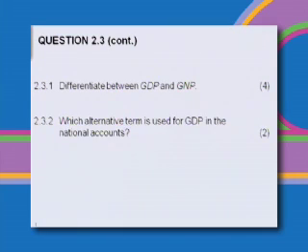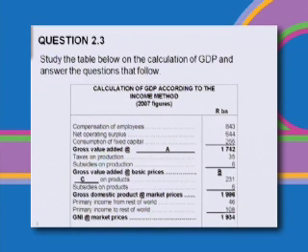Right, for 2.3.2, which alternative term is used for GDP in the national accounts? What do we call GDP when we use the national accounts? We call it the gross value added. If we go back to the table, there we go, that's gross value added. That will be used on behalf of our GDP. So they've used the alternative term, gross value added.